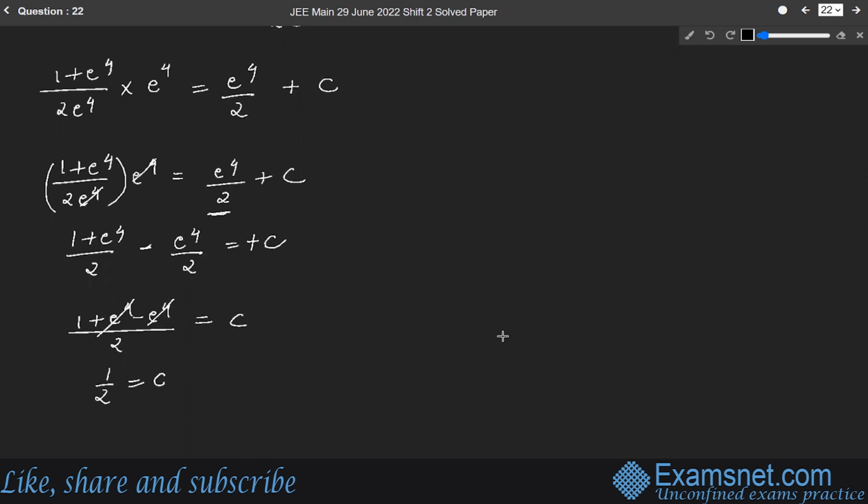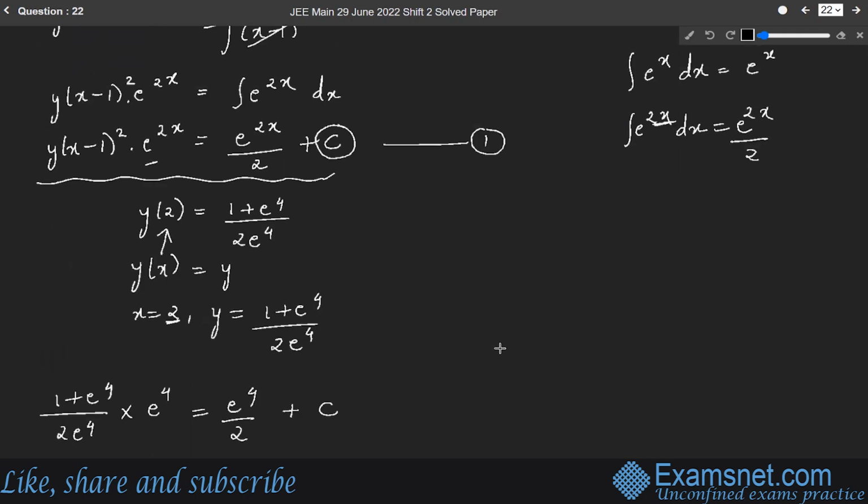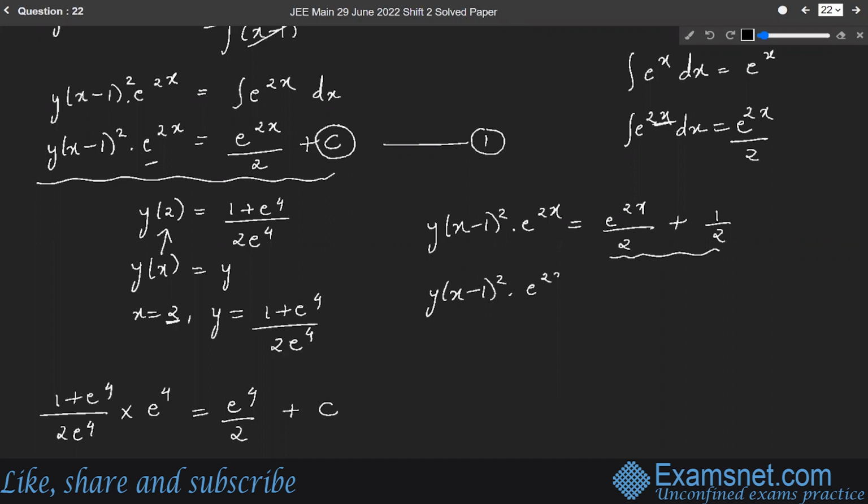Now let us substitute the value of c again in equation number 1. This is equation number 1. If we substitute the value of c, then the equation becomes y into (x − 1)² into e^(2x) is equal to e^(2x)/2 + c. What is c? c is 1/2, right? So this will be the form. Again here, the denominator is same, so it can be written as y into (x − 1)² into e^(2x) will be equal to (e^(2x) + 1)/2.